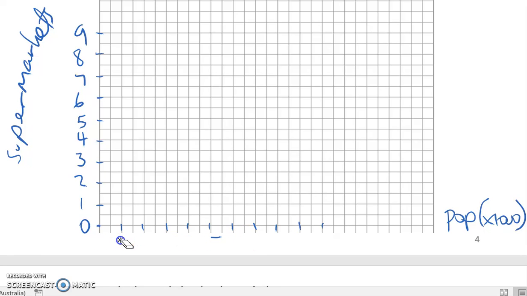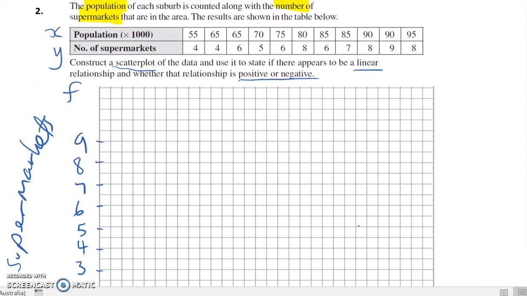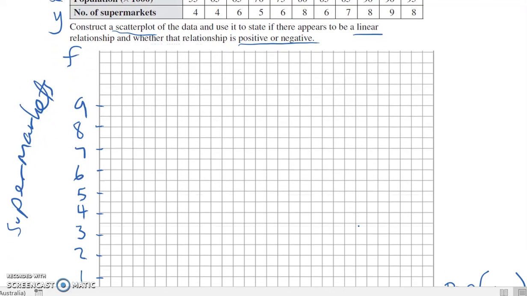Sorry, I did say tens and then I'm writing fives here. Bit odd. All good. Start again. Cool. So I've labeled my axes, I've labeled my origin. Then I'm just going to go through and simply mark out the points.